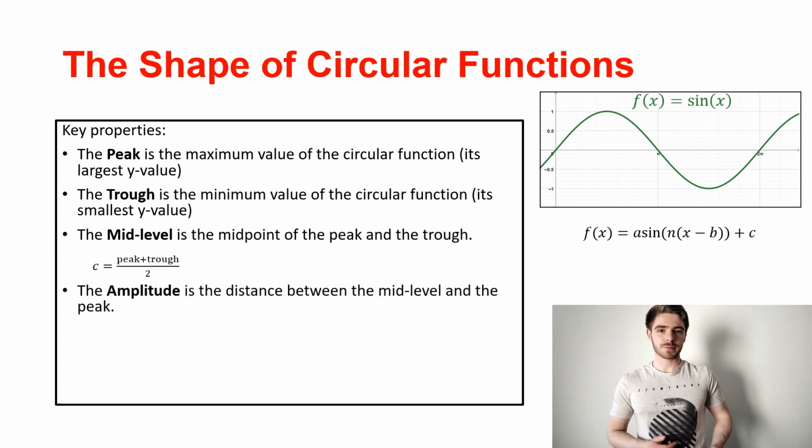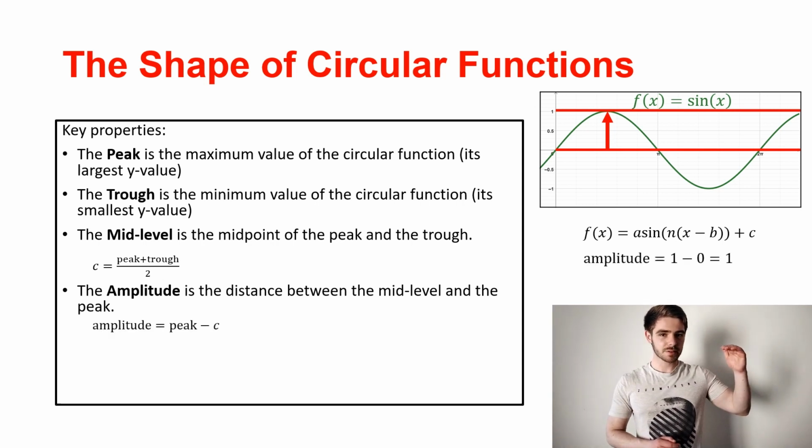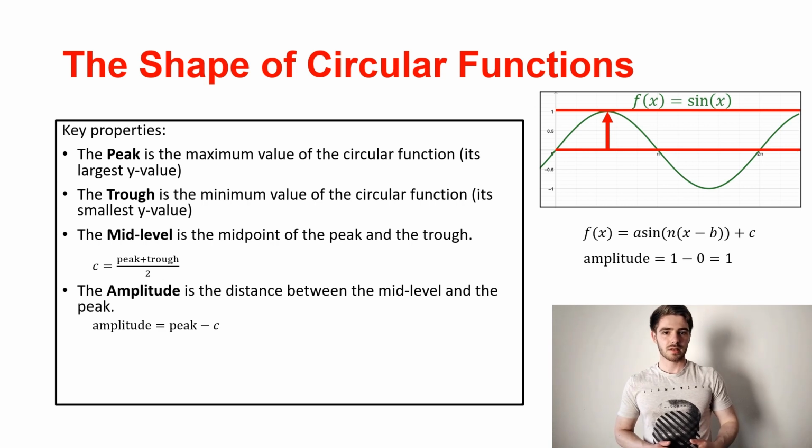Moving on to the amplitude. The amplitude is the distance between the midpoint and the peak of a circular function. You can find this distance by subtracting the height of the mid-level from the height of the peak. And in the case of sin x, this gives you the value of 1.